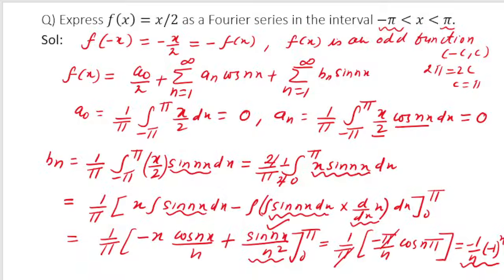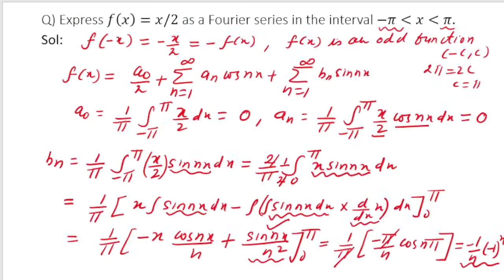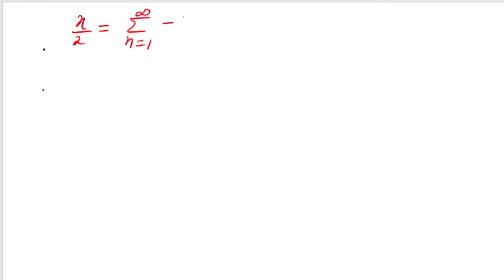So what is the Fourier expansion of the function? x by 2, the Fourier expansion will be written as summation, a naught and an are already 0, so n varies from 1 to infinity. The bn I have got is minus 1 by n, minus 1 by n into minus 1 to the power n, and then sine nx.